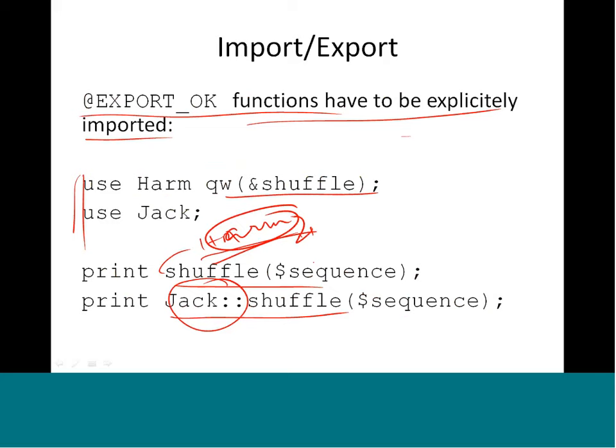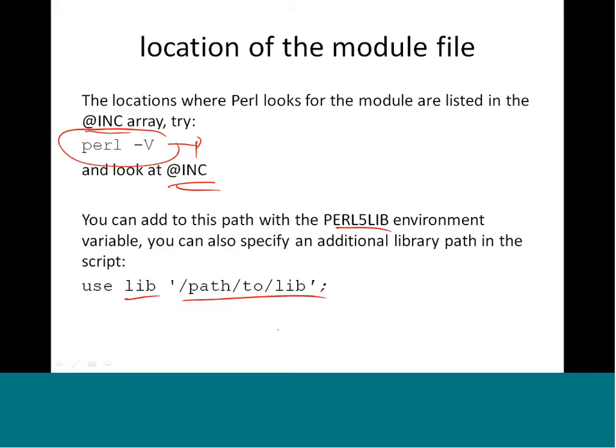So we say use harm, and then again the shuffle as the subroutine. Once we say that this is the subroutine with this package, we don't have to specify the harm anymore, because it also matches the export OK, and then we continue with that process. Then we talked about the locations, and how to look at the libraries.